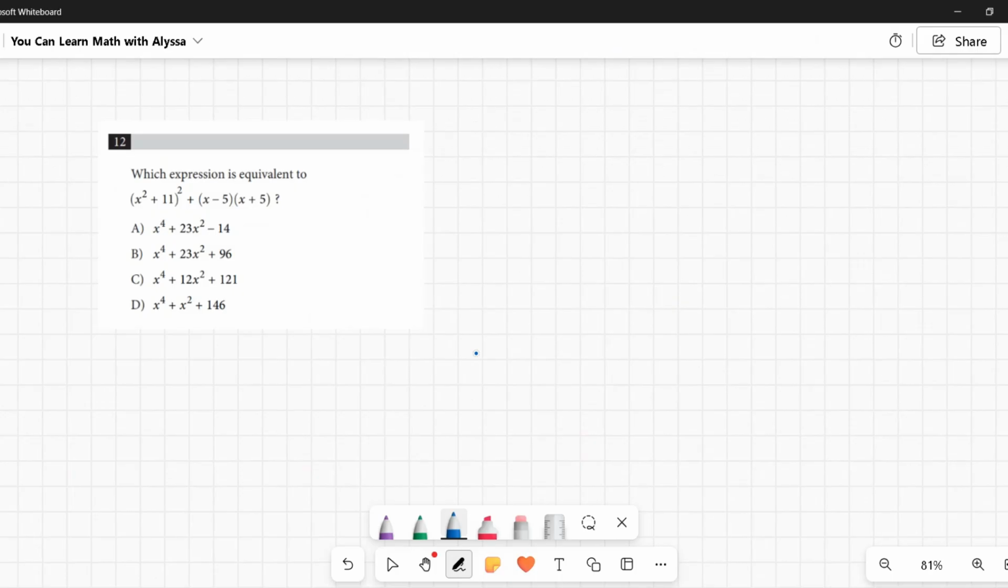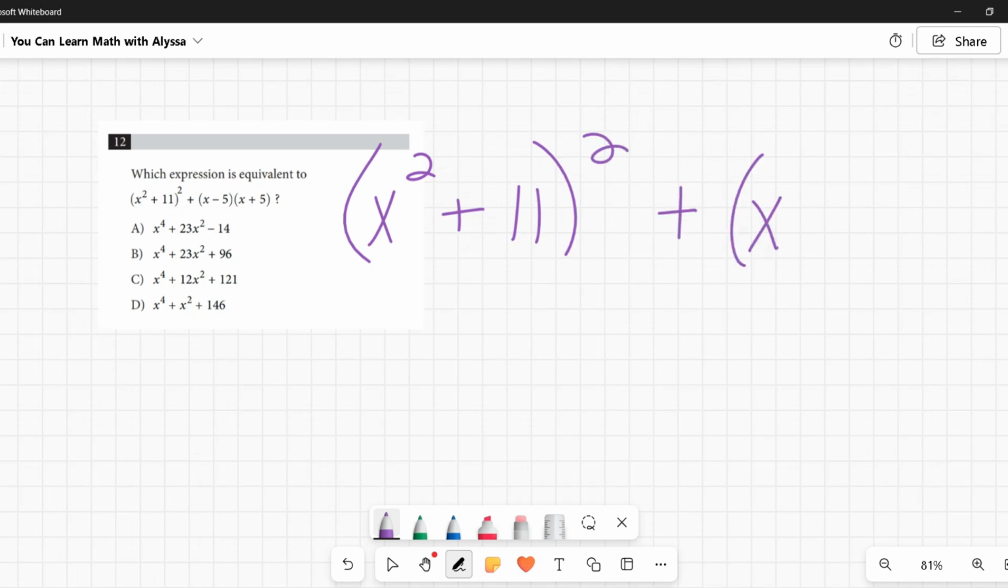Number 12, which expression is equivalent to x squared plus 11, all of that squared, plus x minus 5 times x plus 5? And we are given 4 options here where like terms have been combined. So we need to create some terms so we can start combining. We have x squared plus 11 all squared plus x minus 5.